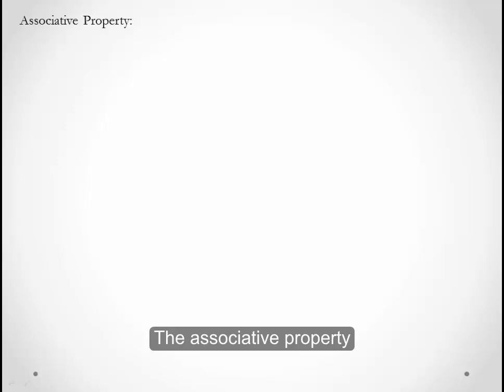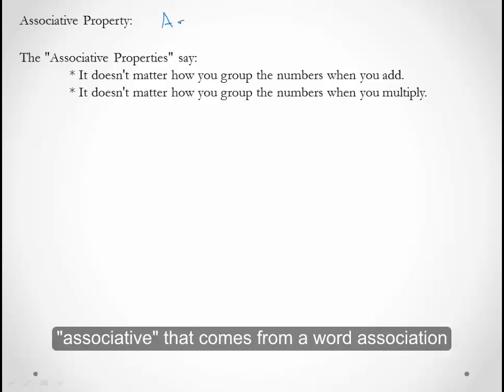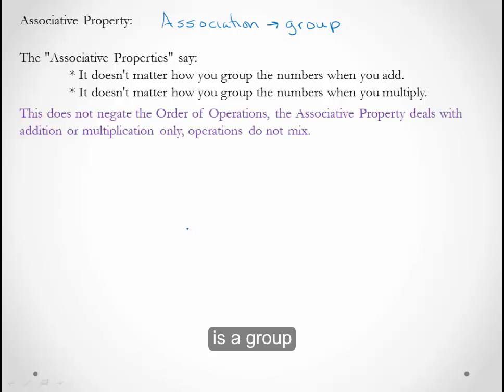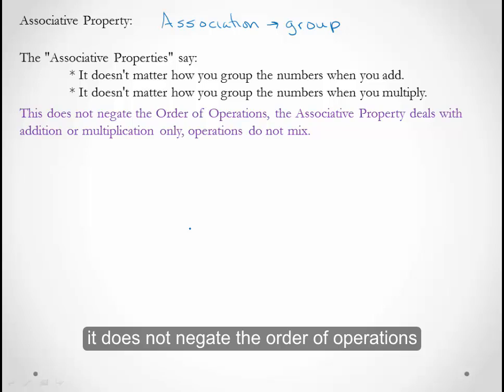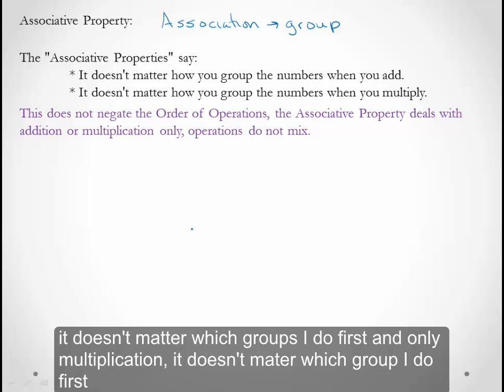The associative property says that it doesn't matter how we group the numbers when we add or how we group the numbers when we multiply. If you think of the word associative, that comes from the word association. An association is a group. It does not negate the order of operations. The associative property deals with addition or multiplication only. Operations don't mix. So if I have only addition, it doesn't matter which groups I do first. Or if I have only multiplication, it doesn't matter which group I do first.